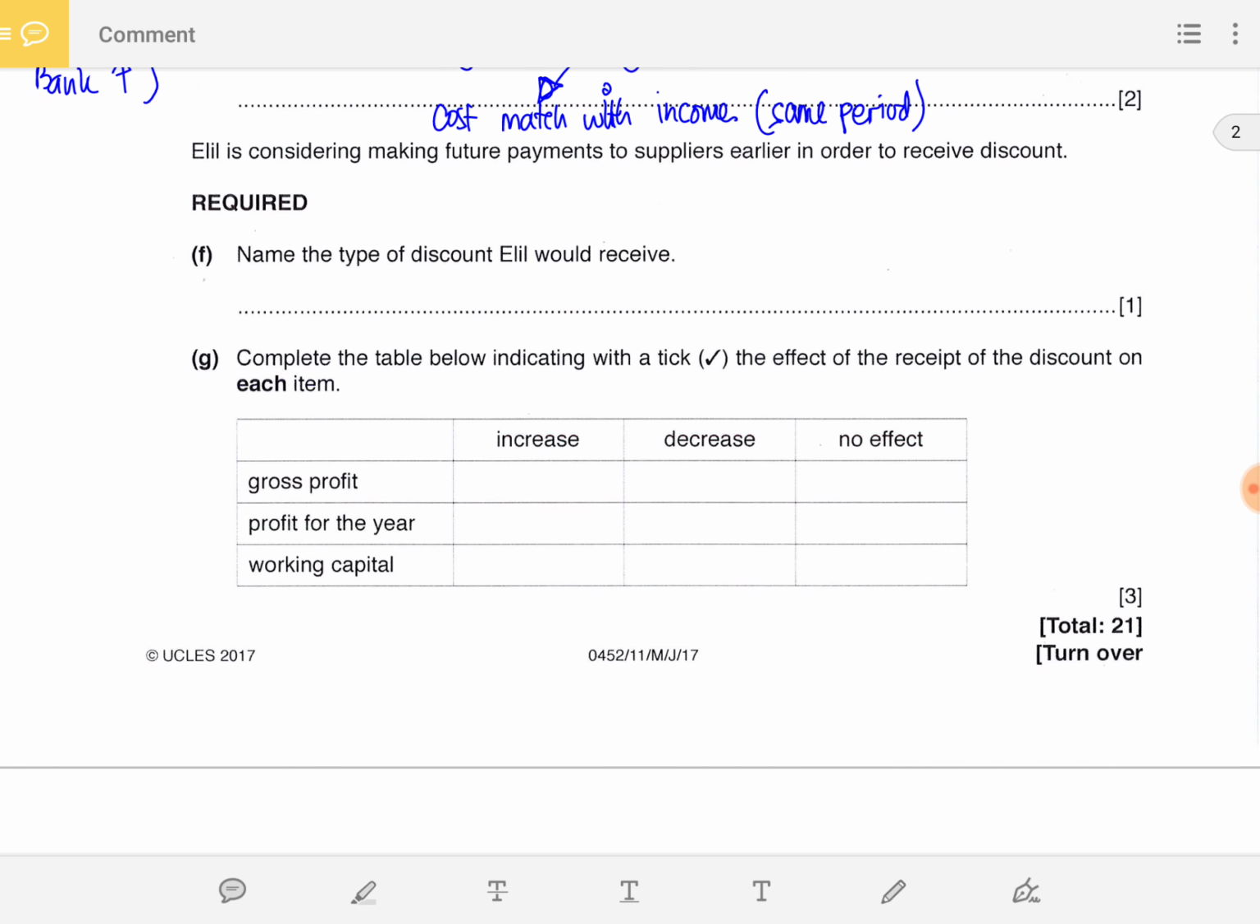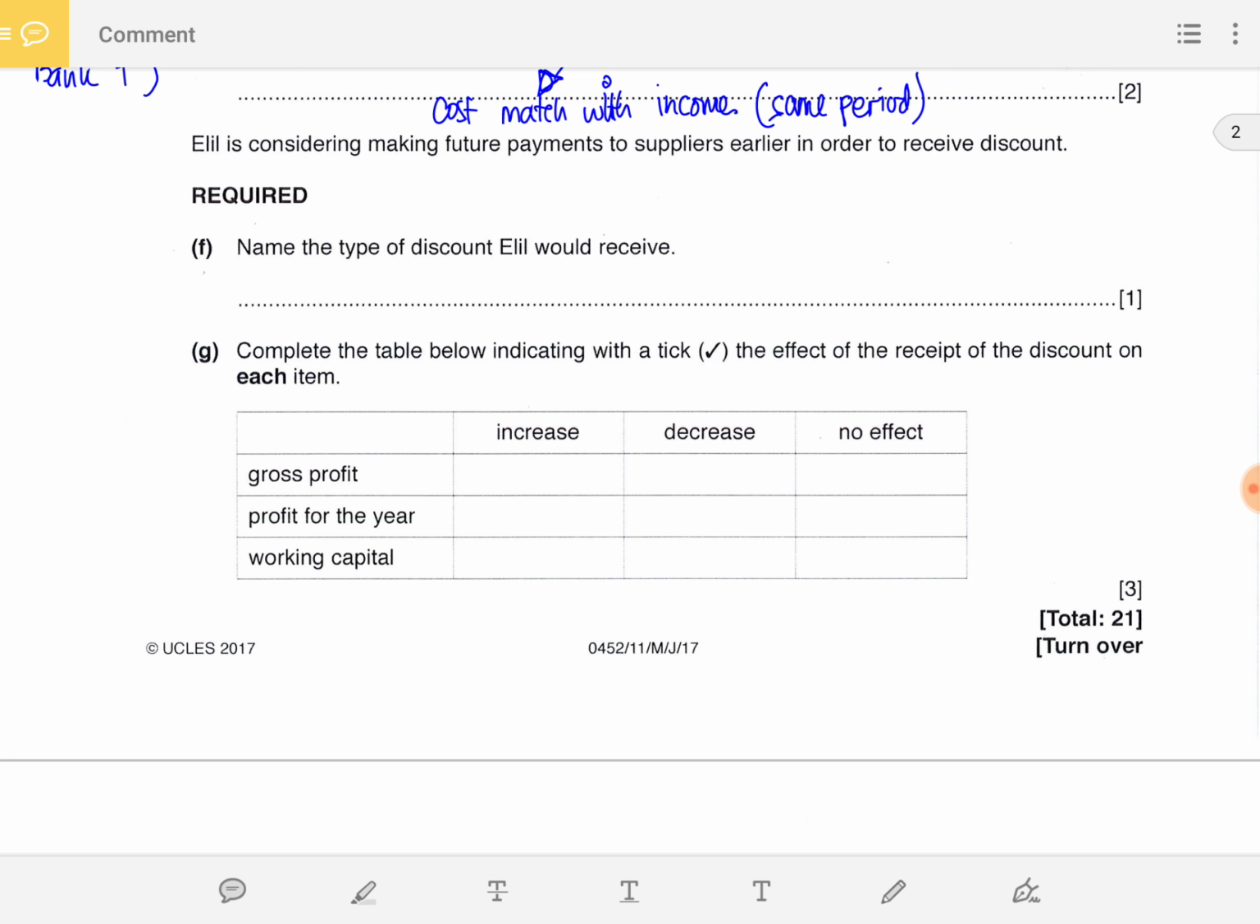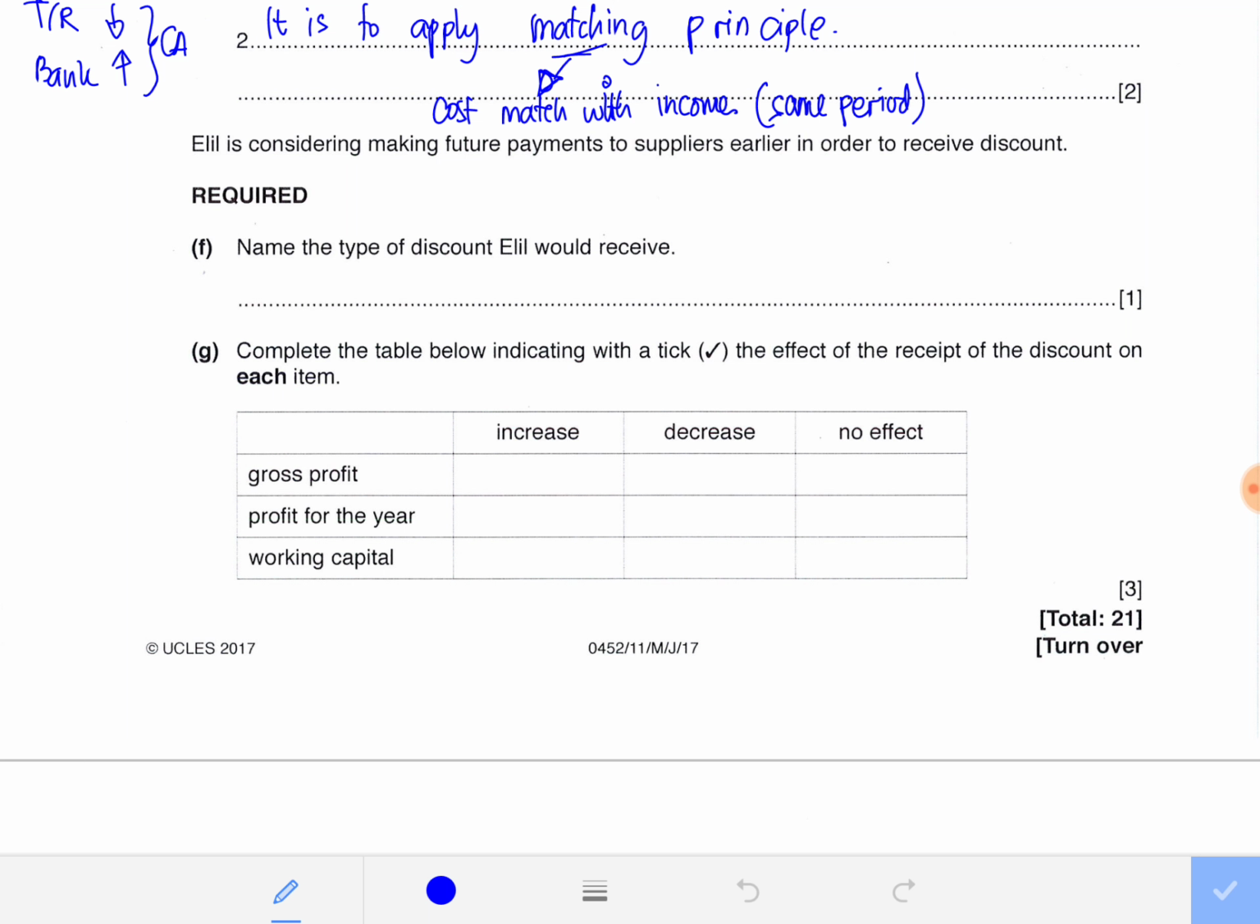Next, LL is considering making future payments to suppliers earlier in order to receive a discount. Name the type of discount. We are talking about the type, not the name of the discount. The name of the discount is discount received, but the type of discount is cash discount. Discount is divided into two, if you remember: trade discount and cash discount.